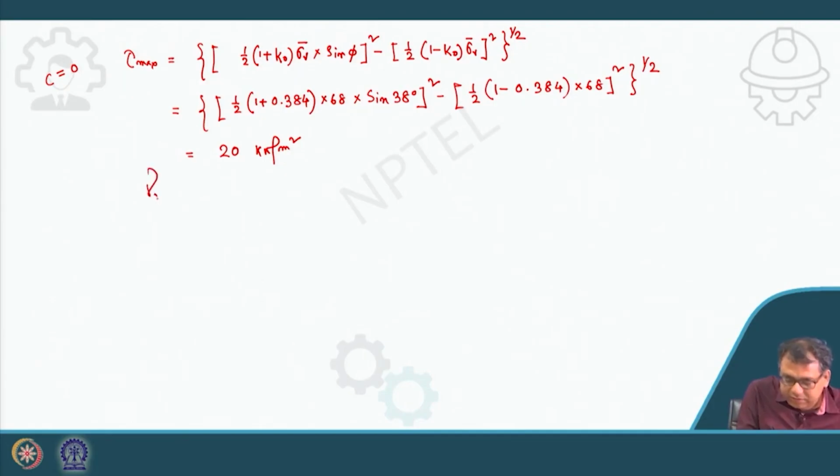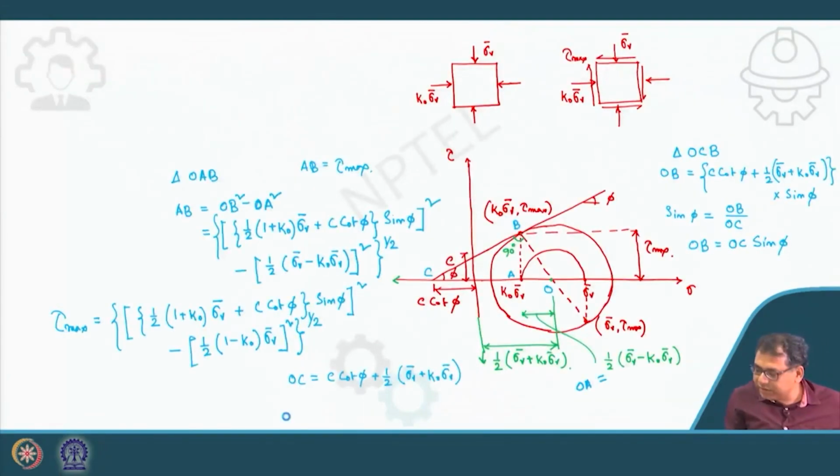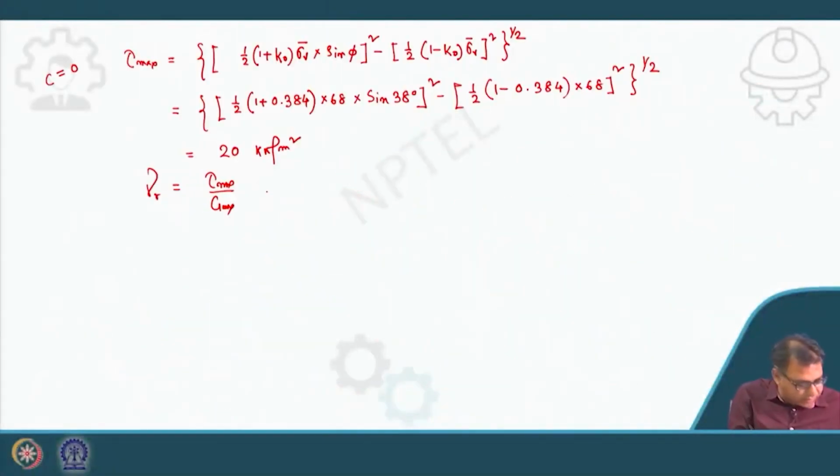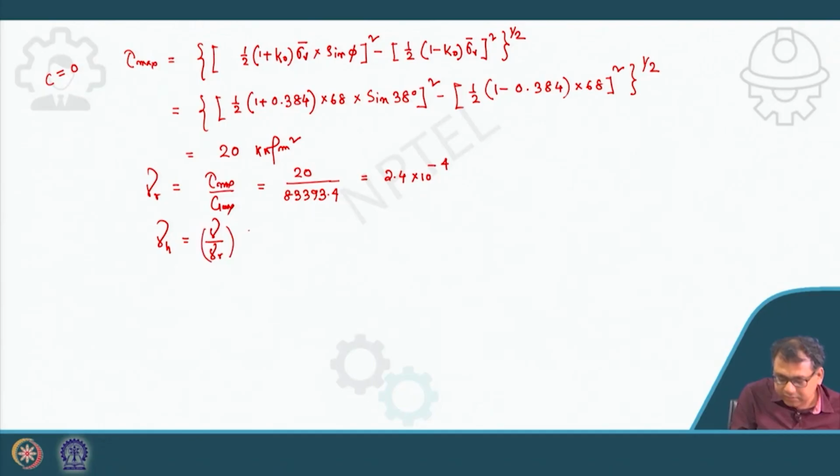So now I will get the reference strain, that is tau max by G max, because I have already written the reference strain is tau max by G max. So I know the tau max, which is 20, and G max is 83393.4. So that will be 2.4 into 10 to the power minus 4. Now I will calculate the tau h, which is strain by strain reference over 1 plus A e to the power minus B strain by strain reference.